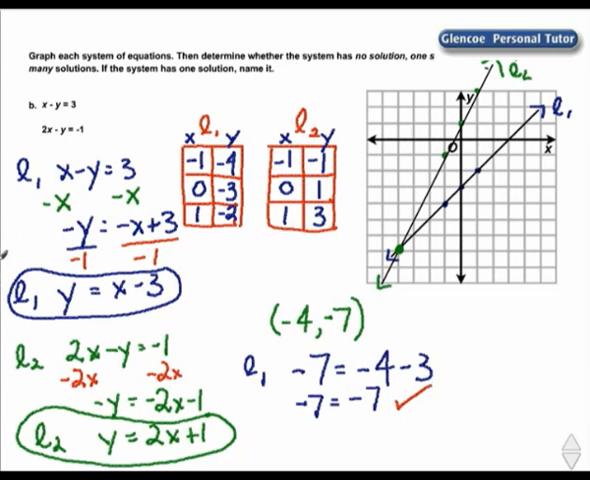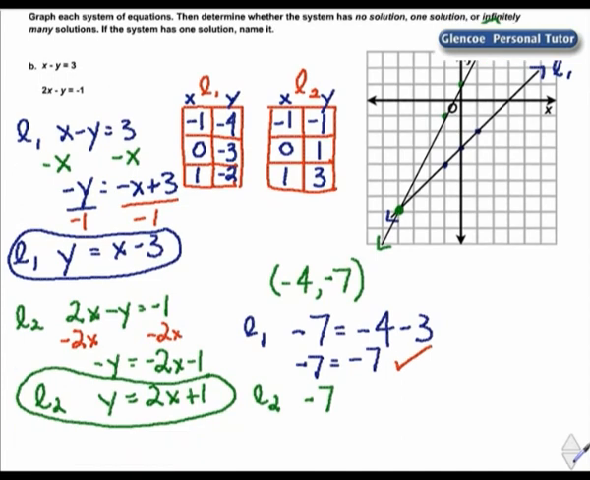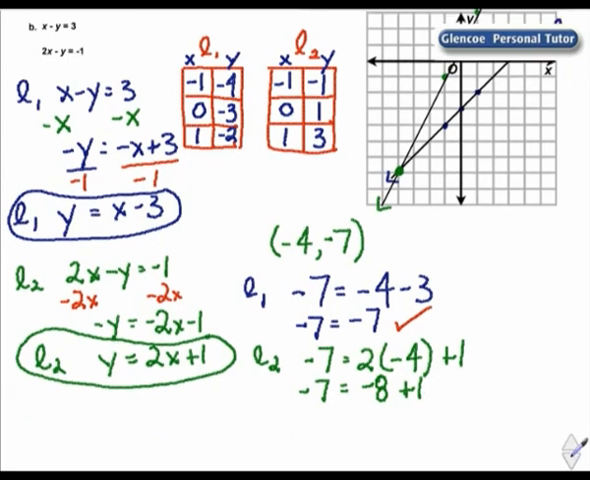Now let's check line 2. Line 2 will have our y value, which is negative 7, equals 2 times negative 4 plus 1. So simplified, we'll have negative 7 equals negative 8 plus 1. And we simplify that, and we get negative 8 plus 1 is negative 7. So once again, this point, negative 4, negative 7, is a solution to this system of equations.